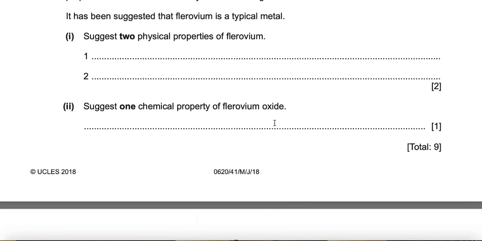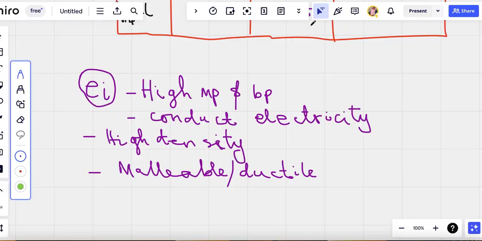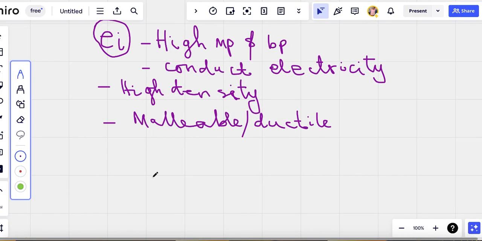Okay? State one chemical property of metal oxide. Metal oxides are what? Basic oxides. Non-metal oxides are acidic oxides. So one property is that it's a basic oxide, because metals form basic oxides with oxygen. So we write this one, Roman figure 2, is that it will form a basic oxide. It forms a basic oxide when it reacts with oxygen.